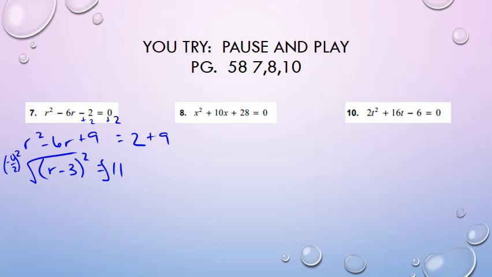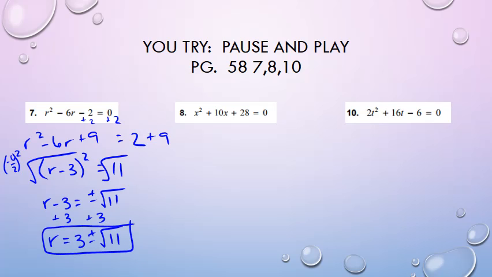Now I'm going to square root both sides. So r minus 3 is equal to positive negative square root of 11 because it cannot be broken down. And then I'm just going to add 3 to both sides. So my final answer looks like that.